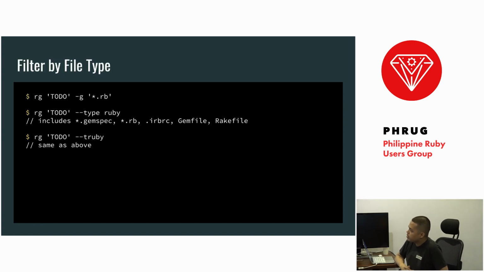And then, if you want to search by file type, the first way is to use the glob option and pass the *.rb pattern, so it only searches for .rb files. But there's also --type ruby, where it's not just rb files, so it actually includes those files: gemspec, irbrc, gemfile, and rakefile. And the third one is just the same as the second one, so -t ruby.